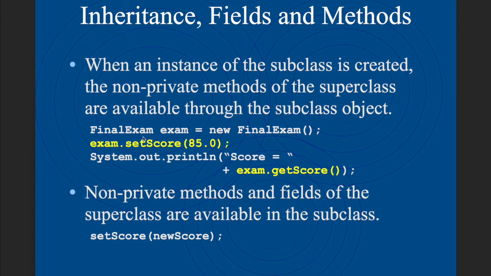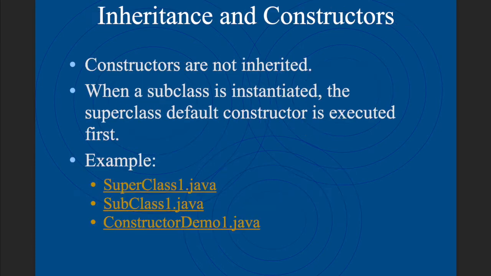And very similar with methods. When an instance of the subclass is created, which means when you create your instance of the child class, the non-private methods of the superclass are available through the subclass object. And you can see here some example. Non-private methods and fields of the superclass are available in the subclass. So what is non-private? It's public, right?